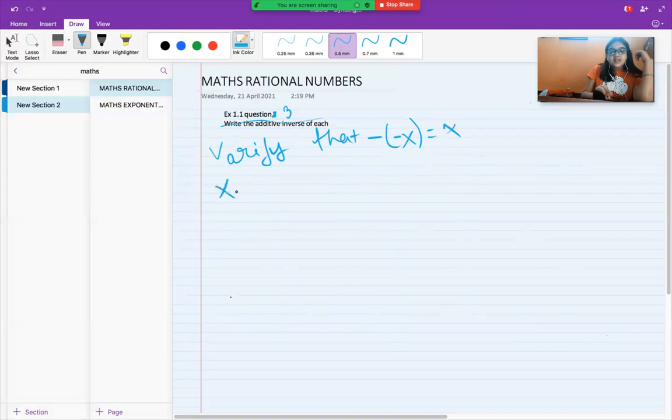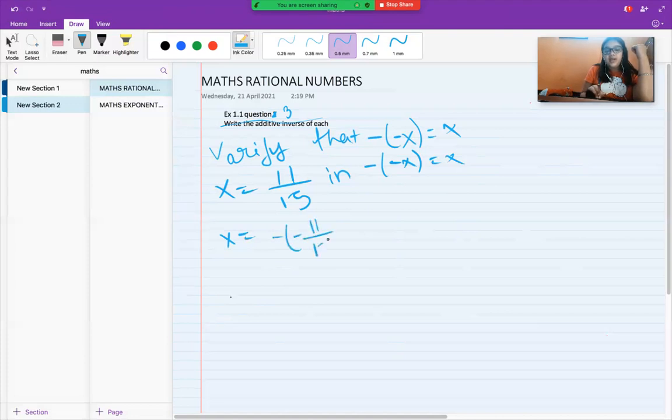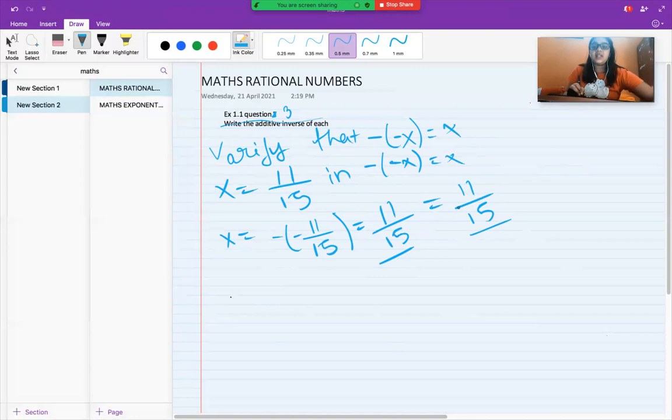First, x is equal to 11 by 15, and minus of minus x is equal to x. So we will take minus of minus 11 by 15, which is minus minus, so it will be plus 11 by 15. So 11 by 15 is equal to 11 by 15. This is the answer and this is the question, and they are both the same. This verifies that it becomes positive.